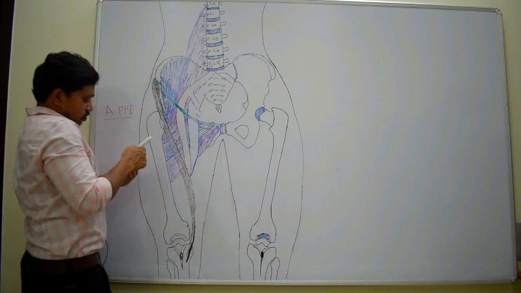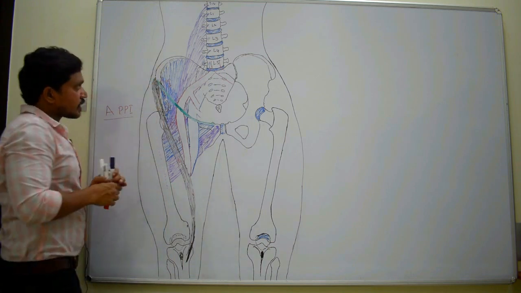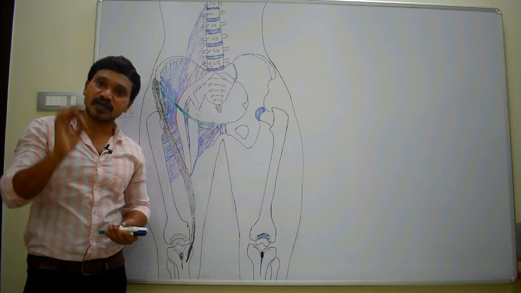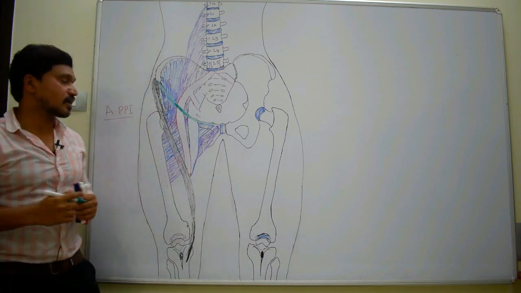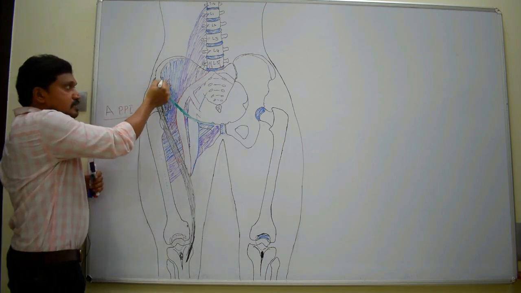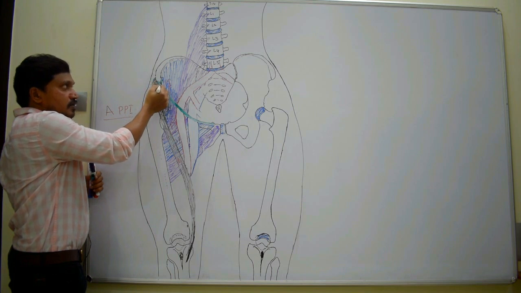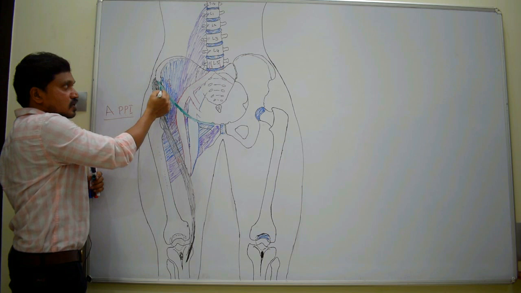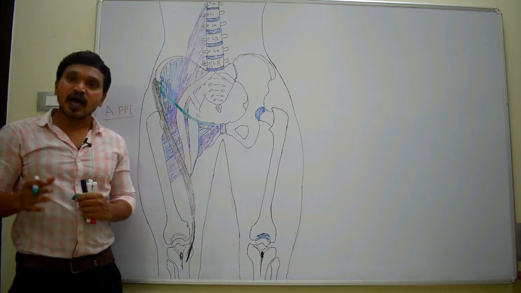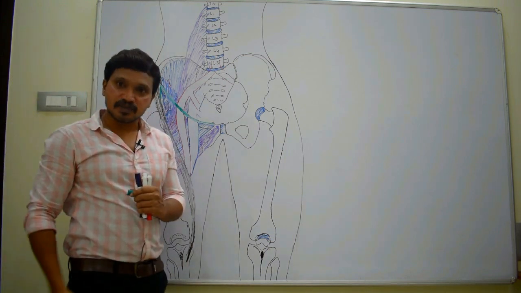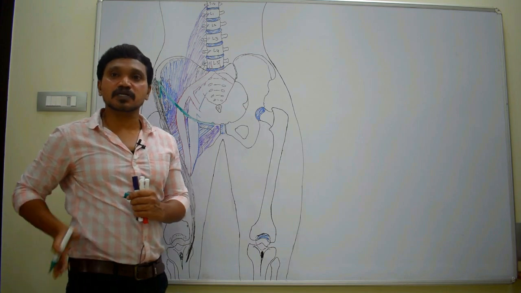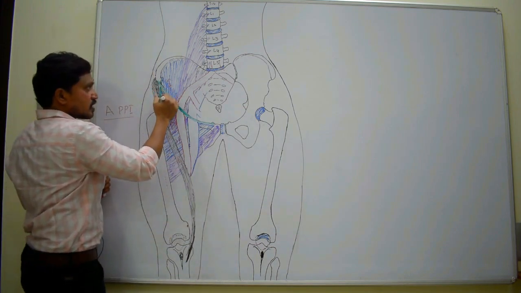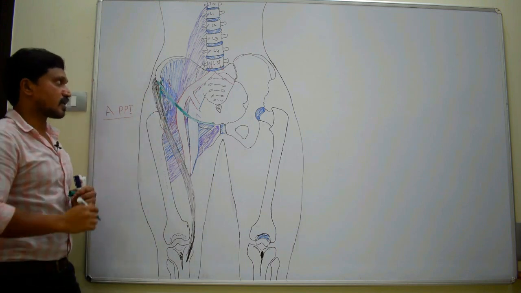You can see one nerve which is descending down in the lateral most part. That is what we call lateral cutaneous nerve of thigh. That lateral cutaneous nerve of thigh is passing beneath the inguinal ligament and it runs downwards and it will be supplying the anterolateral aspect of the thigh and also the lateral aspect of the gluteal region. So what is this? This is the lateral cutaneous nerve of thigh.